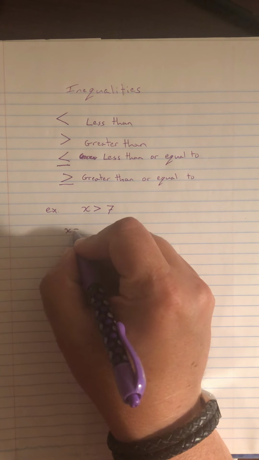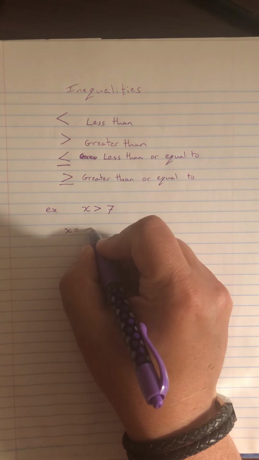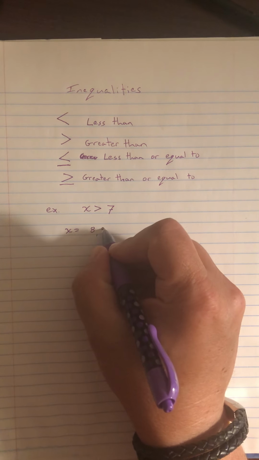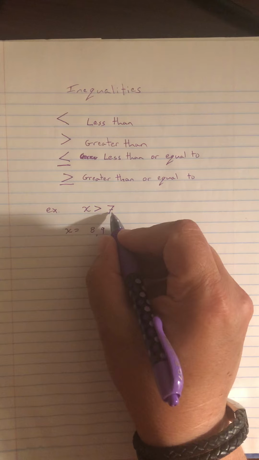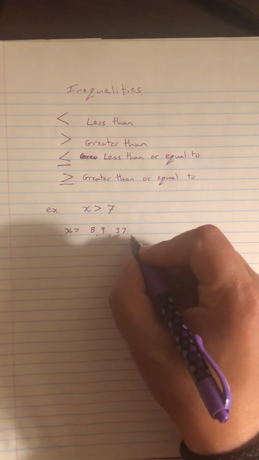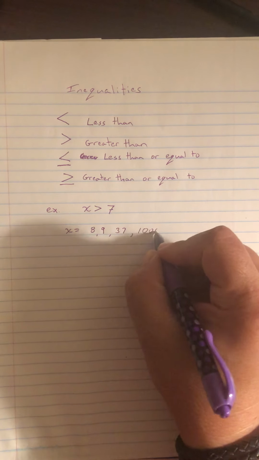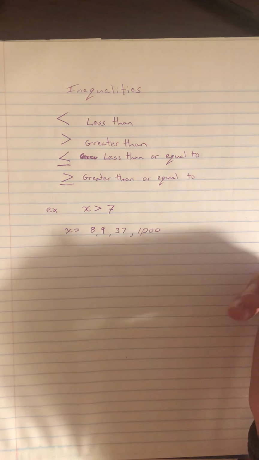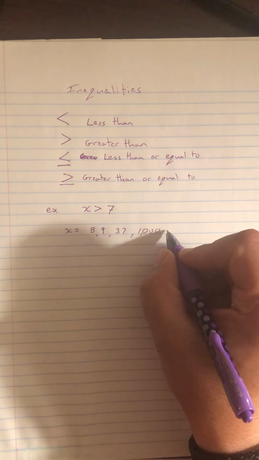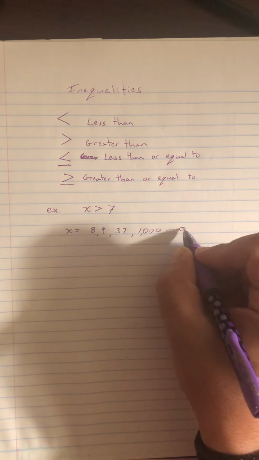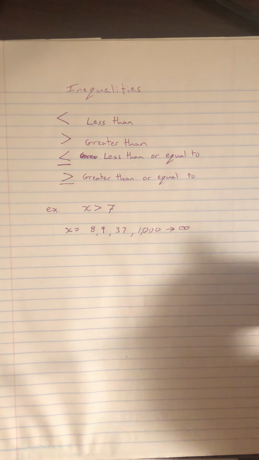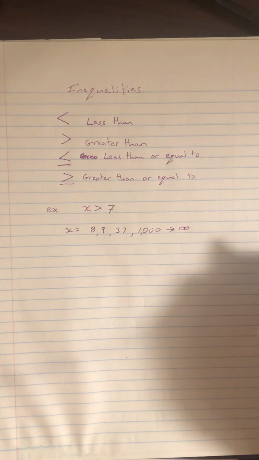X can equal, well, 8 is greater than 7. 9 is greater than 7. 37 is greater than 7. 1,000 is greater than 7. All of these are viable options, and it goes up to infinity. Okay? All the way up through infinity. You have any number you want.